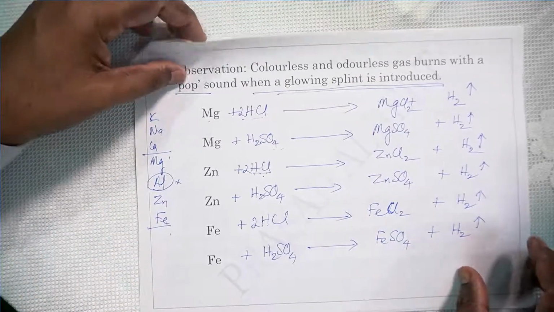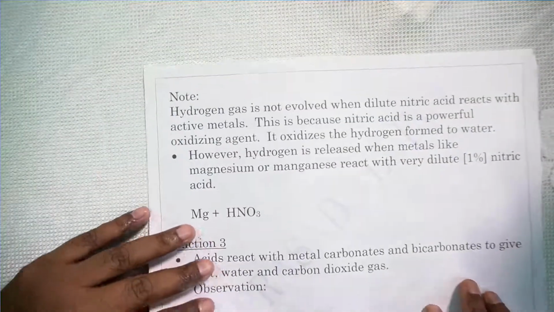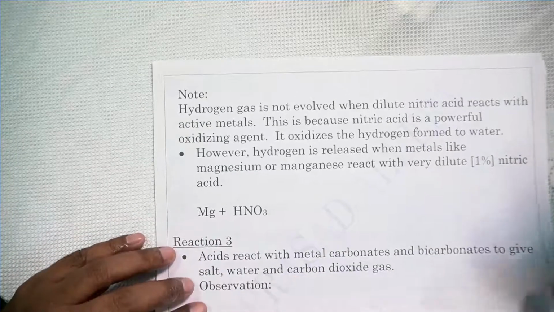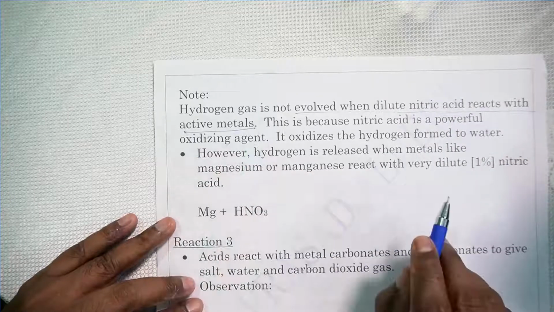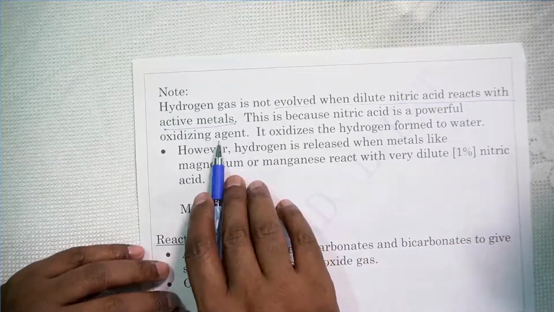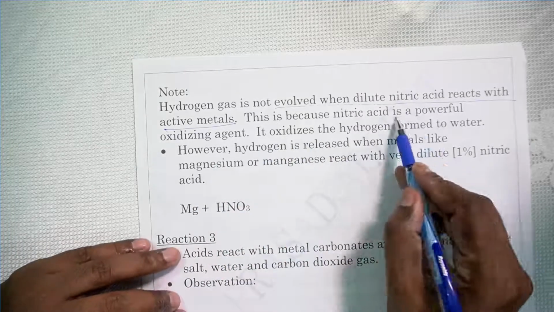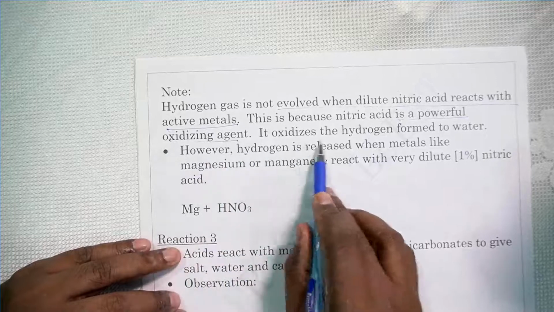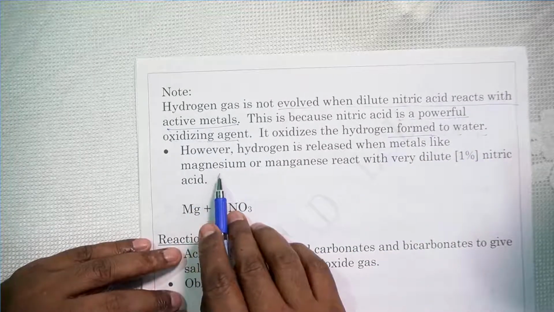So this is the second characteristic reaction of acid. Now the third characteristic reaction of acid. Now, by the way, this is something to note. Hydrogen gas is not evolved when dilute nitric acid reacts with an active metal. We have used hydrochloric and sulfuric, but nitric acid is not used to get hydrogen. It's a different reaction because nitric acid is a powerful oxidizing agent. It oxidizes the hydrogen formed into water. It changes it to water. So hydrogen is not evolved.